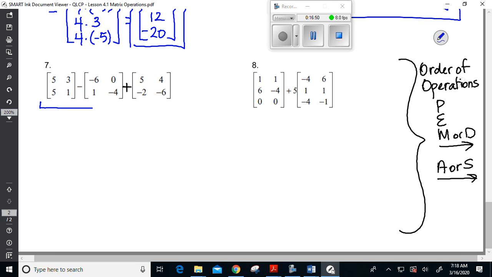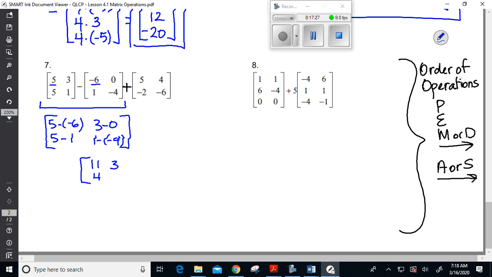So we're going to work with those two matrices first. It's a subtraction problem. So that gives you 5 minus negative 6, 3 minus 0, 5 minus 1, and then 1 minus negative 4. Sorry for the interference in the board. So the last matrix we won't touch for a second. We solve that out. That gives you 11, 3, 4, and 5.